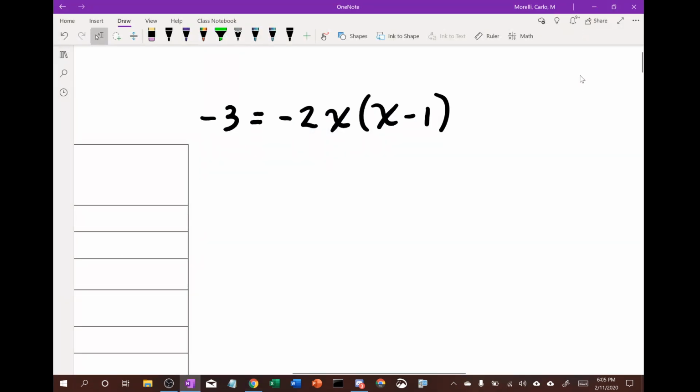All right. So what we have to do is get this quadratic equation in standard form. Standard form is ax squared plus bx plus c equals 0.